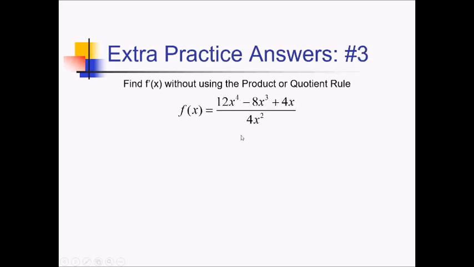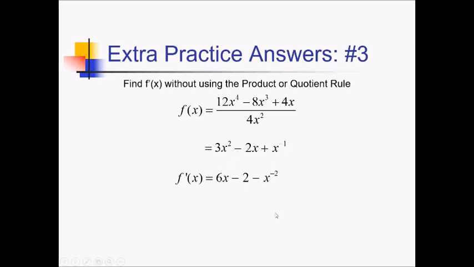On this problem, to figure out the derivative of this without using a quotient rule, we're going to go ahead and divide everything by 4x to the second. So that's going to be 3x squared minus 2x plus, let's see here, the 4's cancel, we have x to the negative 1. And now just using power rule straight across, we've got 6x minus 2, and then this will be negative x to the negative 2.